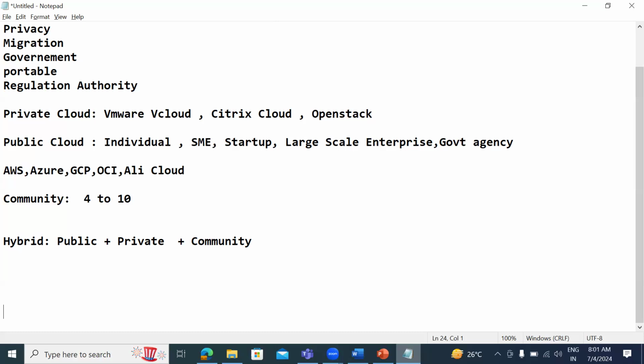Most large scale enterprises prefer to go for the hybrid model itself. They will get both the advantages. The overall cost can be reduced, and it is secure also.